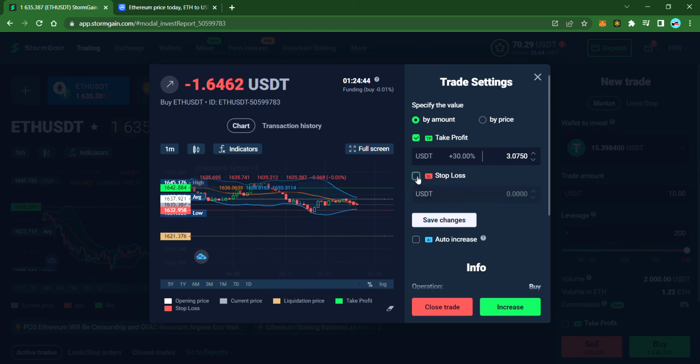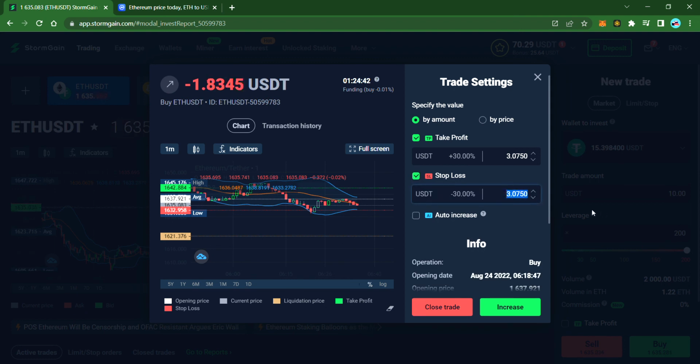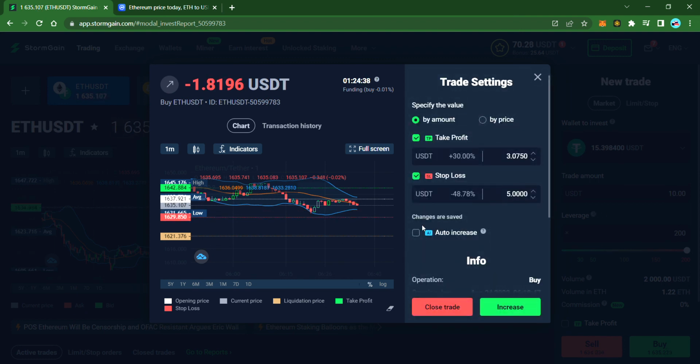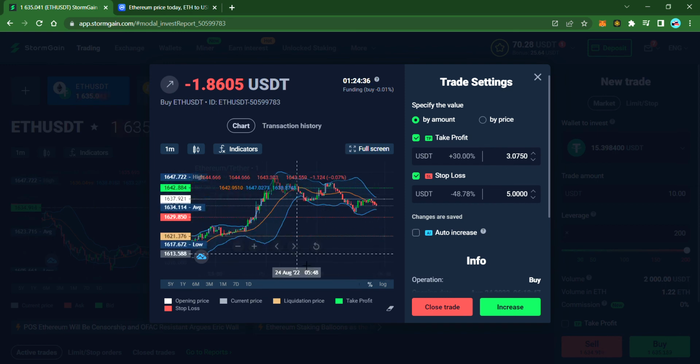If you want to change the stop loss, you need to click in here and then say how much you're prepared to sacrifice, 5 or whatever amount, so 48% chance there.